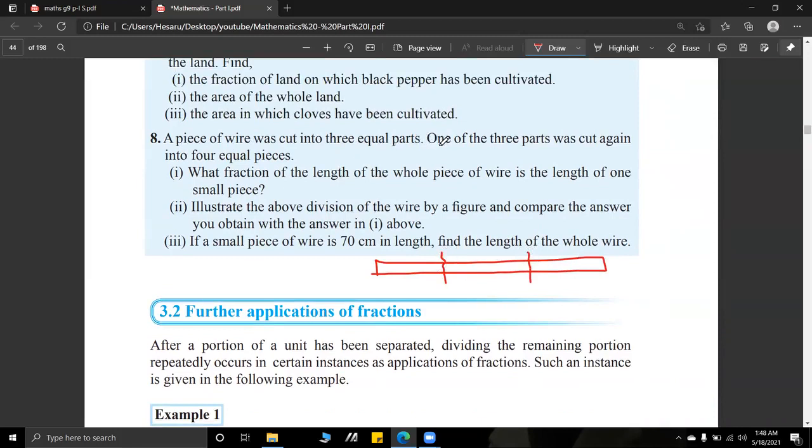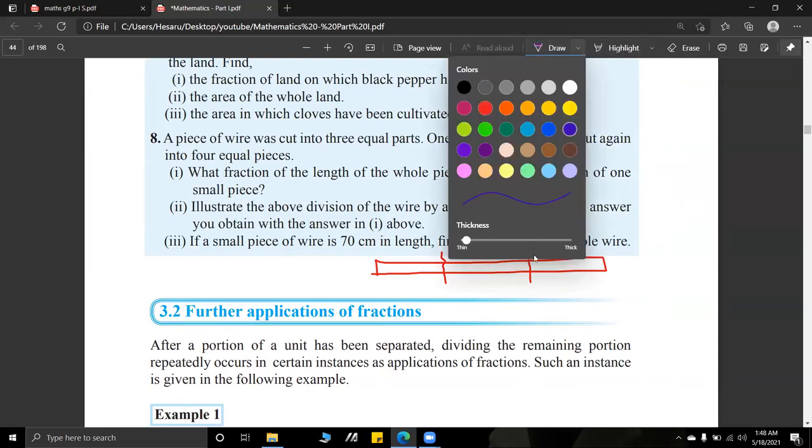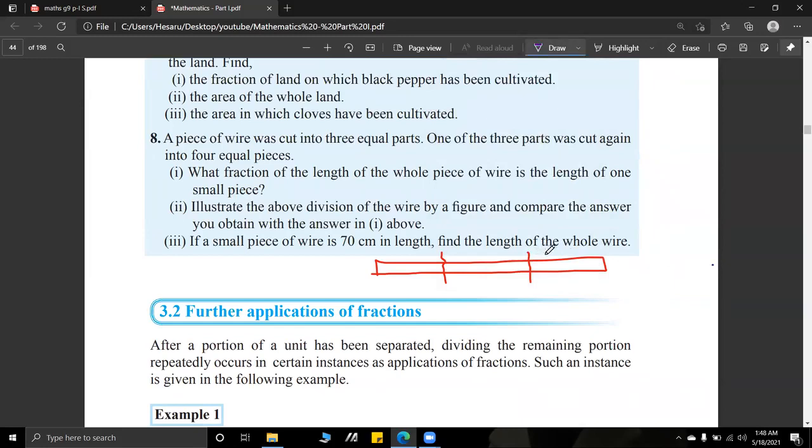Okay, 3 equal parts. One of the 3 parts was cut again into equal pieces. So 4 equal pieces. So for the remaining one part, one of these parts is again cut into 4 equal pieces. Okay. So what fraction of the length of the whole piece of wire is the length of one small piece?